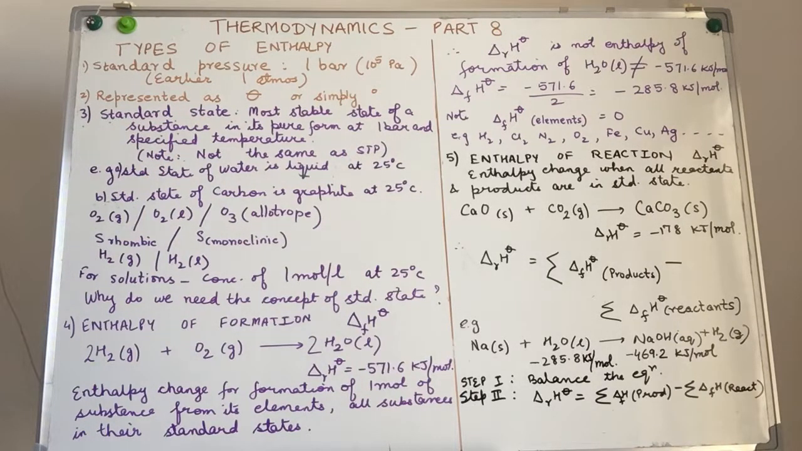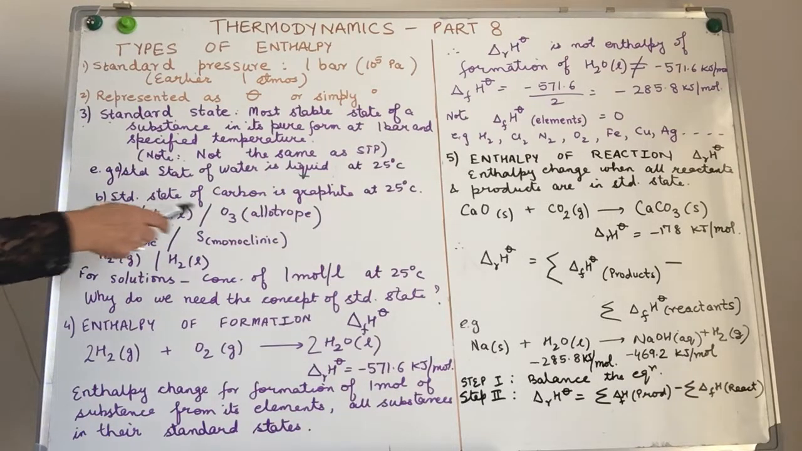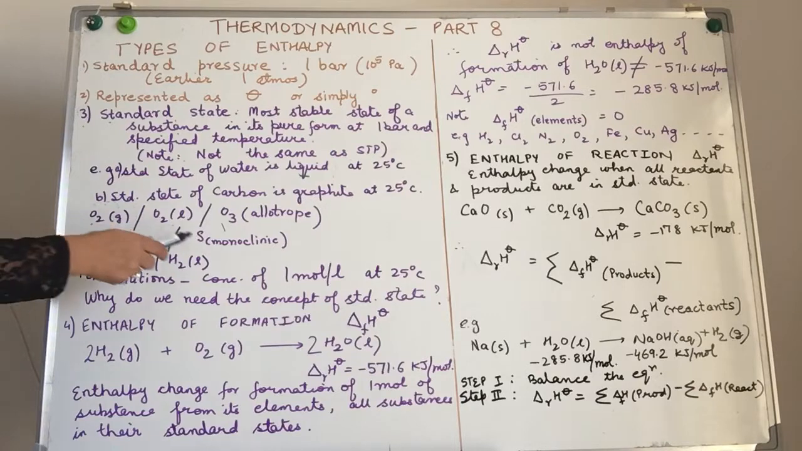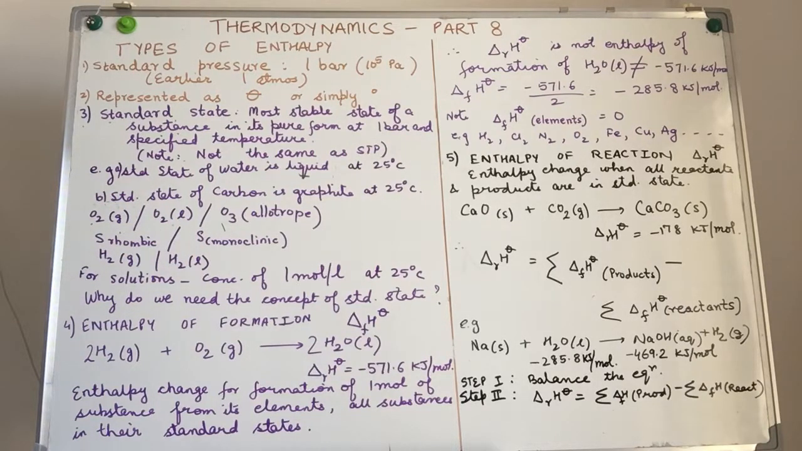What is standard state? We know that different substances have different forms. So like oxygen exists as a gas, it can be found as a liquid, of course under high pressure, and it also exists as an allotrope, that is ozone. Sulfur exists in two forms, sulfur rhombic, sulfur monoclinic. Enthalpies of these different forms are different. So when I want to calculate the enthalpy change for a reaction, I need to be specific which form of the substance we are talking about over here.